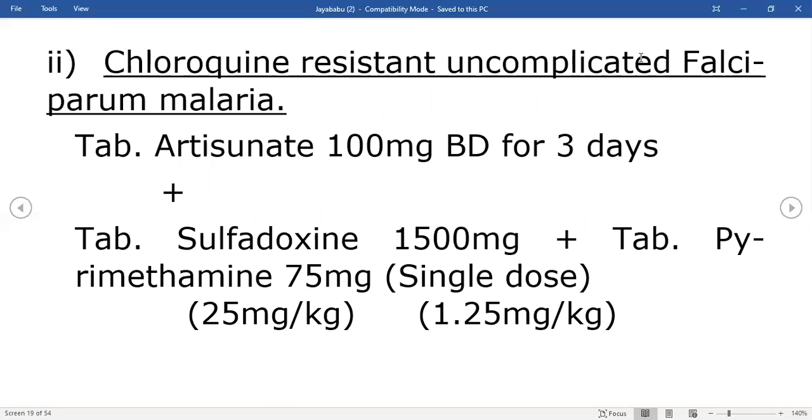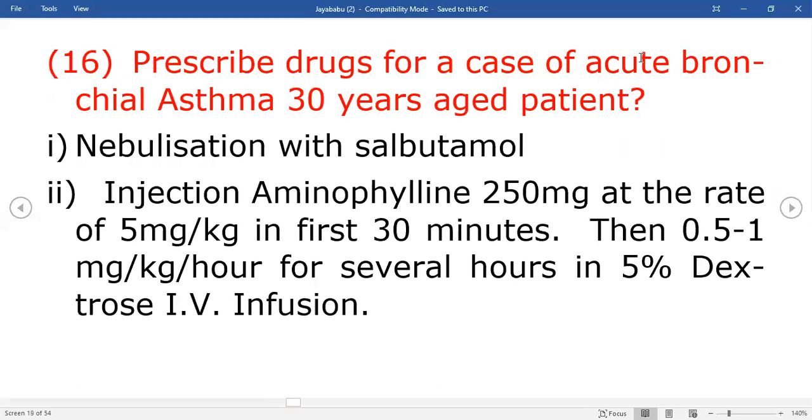Apart from this, sulfadoxine and pyrimethamine should also be kept on. And then prescribe drugs for a case of acute bronchial asthma for a patient who is 30 years of age. So initially, the patient is suffering with acute bronchial asthma. So there is bronchial constriction. So what are you supposed to do to get him relieved from the bronchial constriction?